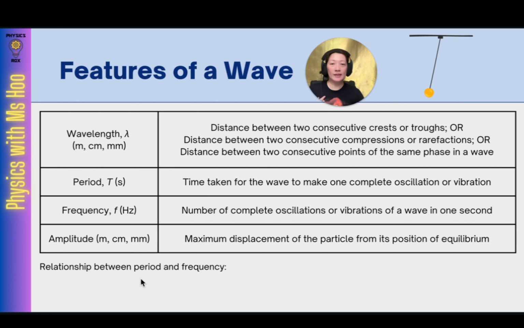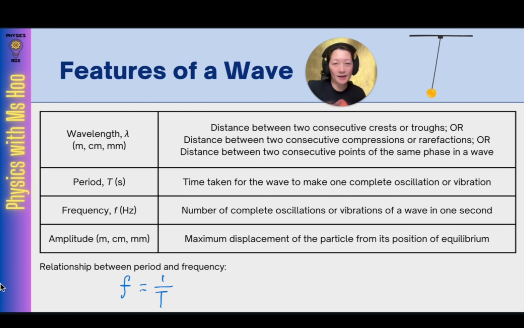Period and frequency are kind of the inverse of each other, because as you can see, period is the time taken to make one complete oscillation, but frequency is how many oscillations there are in that 1 second. So the relationship between the two is written this way. If f is the frequency and capital T is the period, you could calculate frequency as 1 divided by the period. So hertz is essentially equivalent to per second.